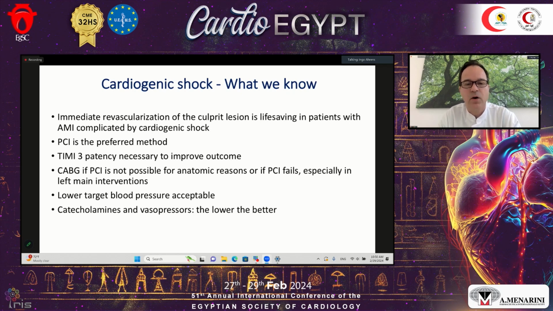And if this is all not feasible, then of course there's still the option to do a CABG, especially if PCI fails in left main interventions. And a lower target blood pressure may be acceptable, and for catecholamines and vasopressors, it's better if you use a lower dose, but they are necessary to secure the survival of the patients in many cases.